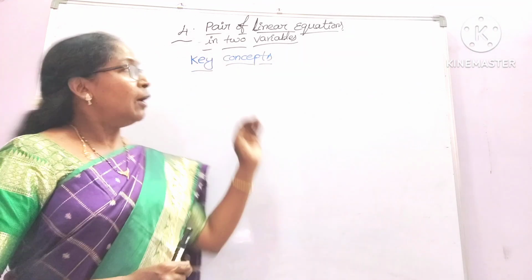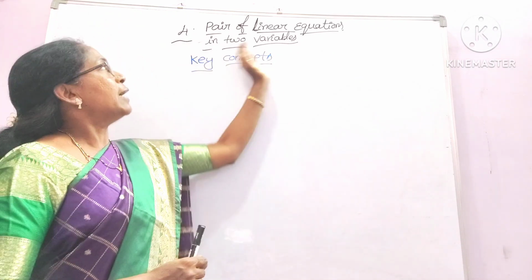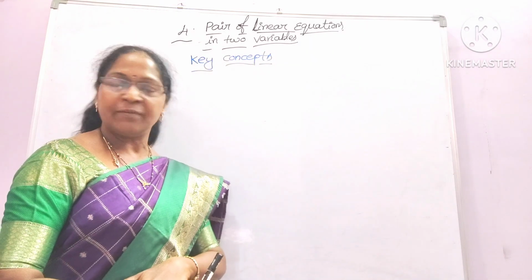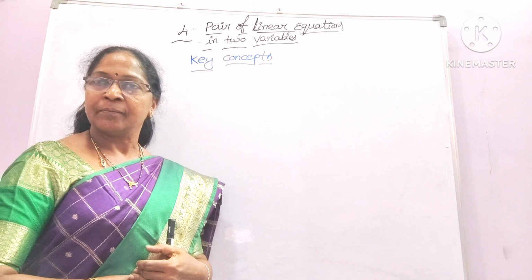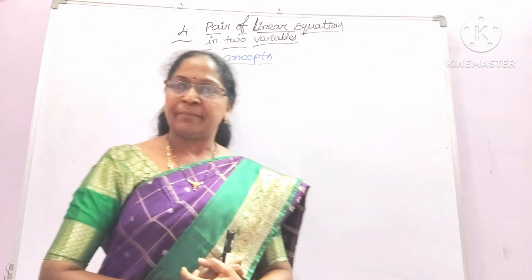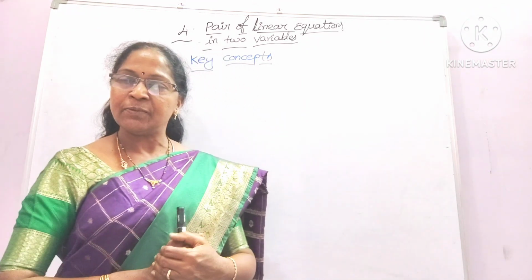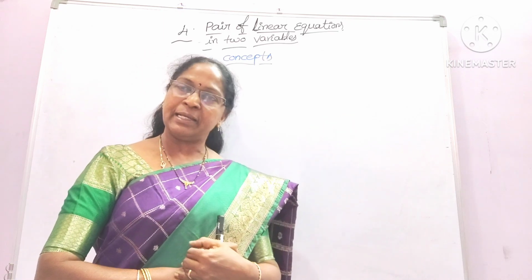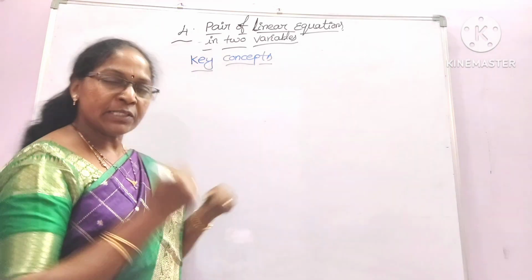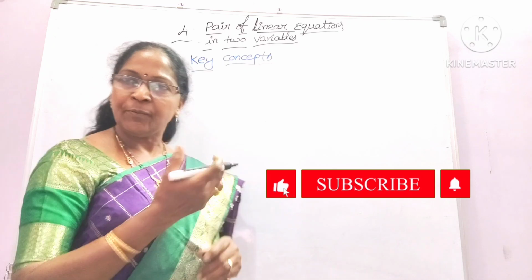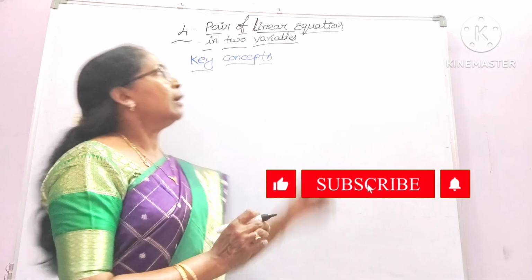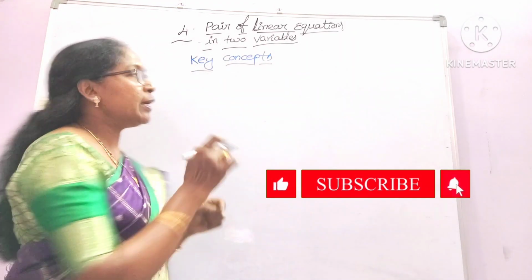Today in this video I am going to explain the pair of linear equations in two variables. So what is a linear equation? If the degree of an equation is 1, then we can say that it is a linear equation. Equation means an equal to sign is there. Pair of linear equations means two equations here.